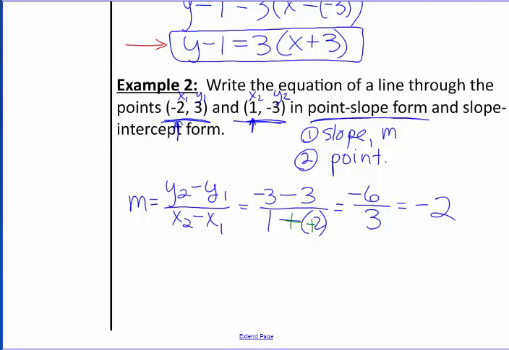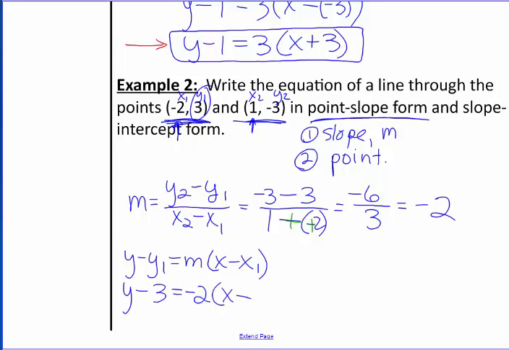That is our m. And then you can use either point. I'm going to show both. So y minus y1 equals m times x minus x1. I'm going to plug in the slope and the first point. So y minus, my y1 is 3, equals m, which is negative 2, times x minus x1, which is negative 2. So remember, the minus and the negative make a plus. So that is one way you could write it.